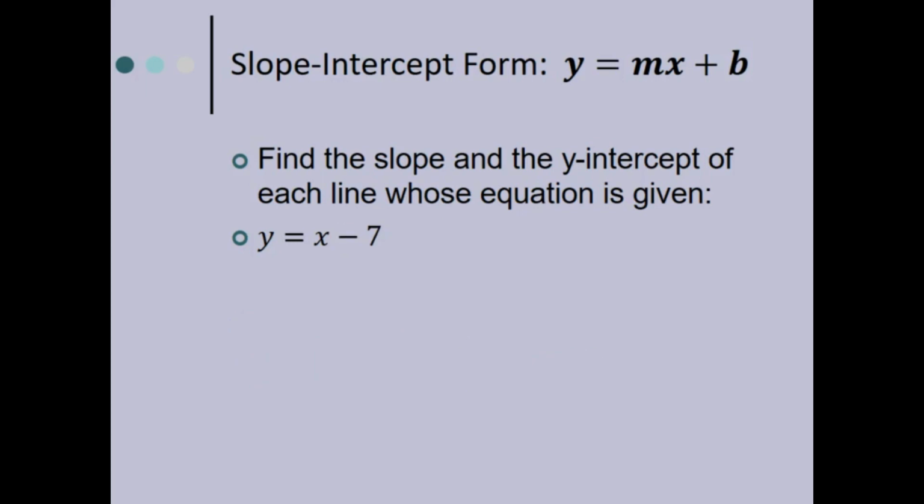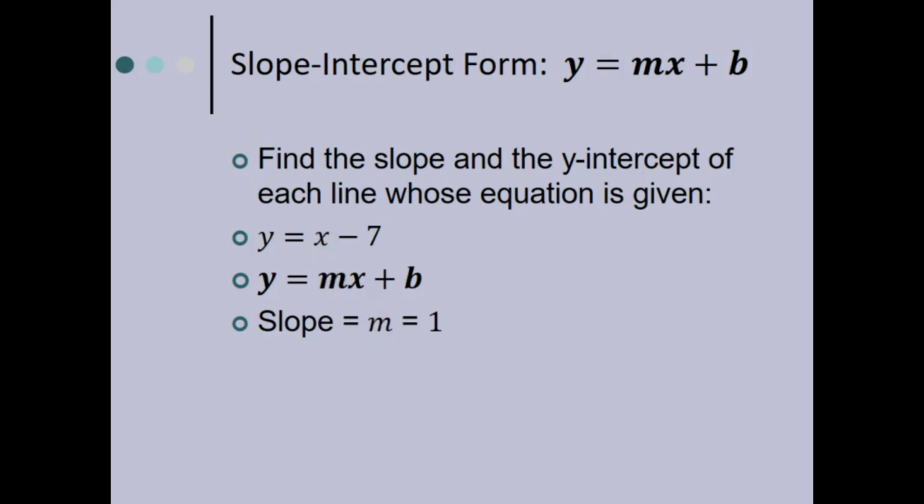In this example, they're giving us an equation y equals x minus 7 and asking us to identify the slope and the y-intercept. Comparing this equation to the slope-intercept form, which it is already in, with y by itself having a coefficient of 1, to determine the slope value, we'll look at the coefficient of x. Seeing none, it's understood that the coefficient of x is 1, giving us a slope of 1.